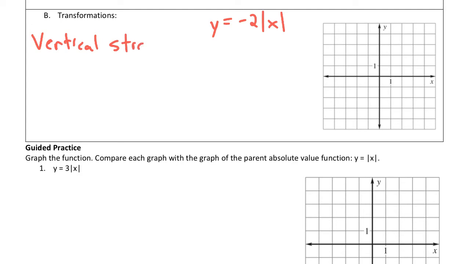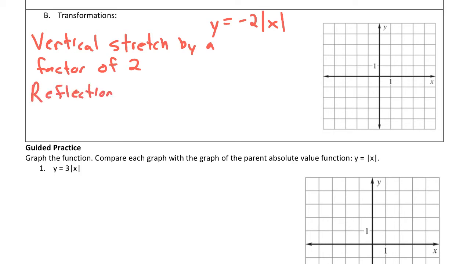It's a vertical stretch by a factor of 2, and it is a reflection over the x-axis. Because basically what I'm doing is I'm taking all my outputs and I'm making them negative, meaning this flips it over the x-axis. So again, I'm going to graph my parent graph.